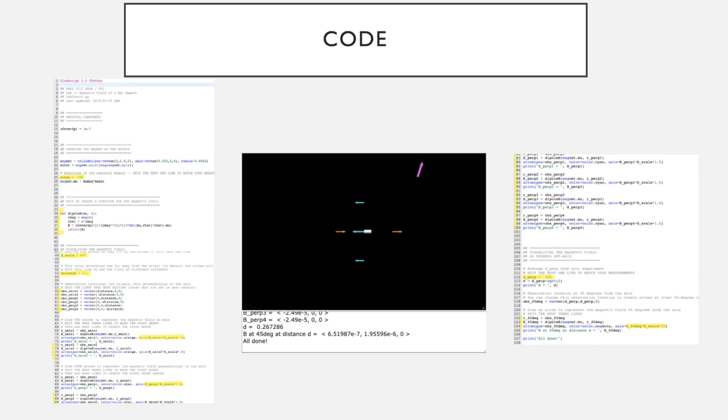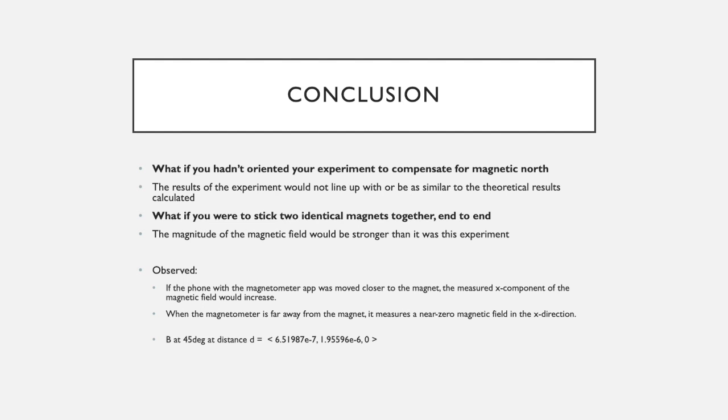The scales were adjusted and arrows were created in order to see the magnetic field on the axis and 45 degrees from the axis. The scales were adjusted to make the glow script arrows easier to see. If we hadn't lined up the magnet to compensate for the magnetic north, the experimental values would not line up as well with the calculations, because the calculations do not take into account any additional external magnetic fields.